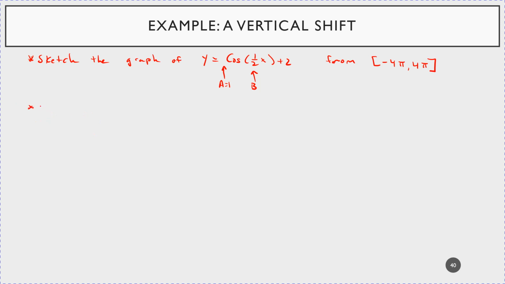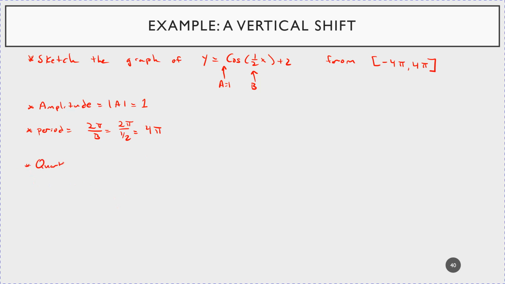So let's just go through. Let's do the same process. Amplitude is equal to the absolute value of A, which is just absolute value of 1, which is 1. But this is going to mess with the period, okay? This is 2 pi over B, which is 2 pi divided by 1/2, which gets me 4 pi here.